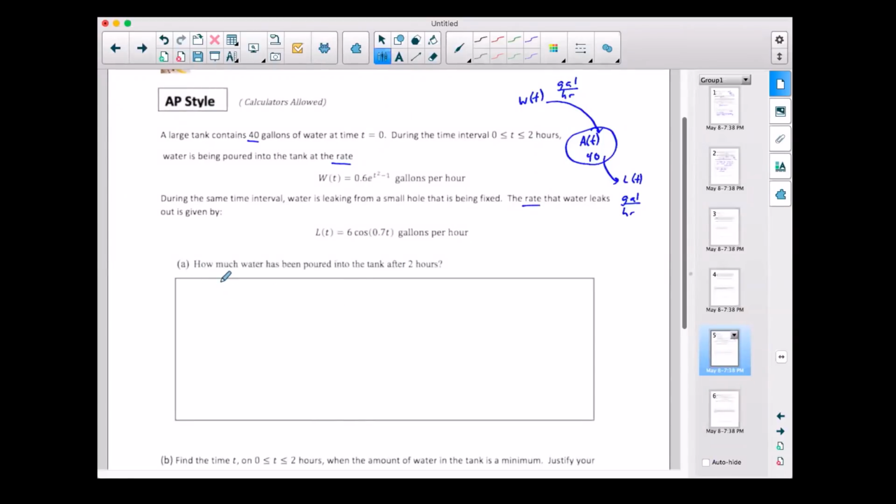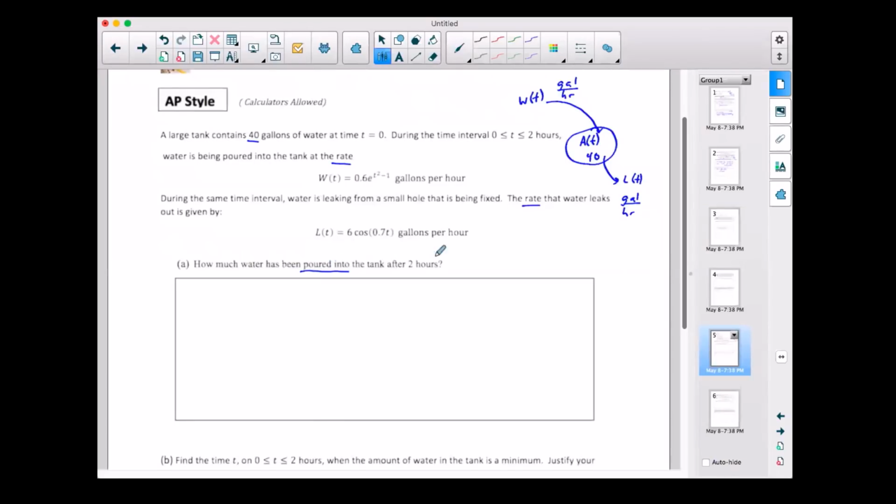And so part A says, how much water has been poured into the tank? Notice it's not asking for a rate, it's asking for a total, right? How much total water? If you can add that word total in front of the noun and it still makes sense, then you know it's an integral, right? To add things up, we total them and we integrate to add in calculus. So we want to figure out the total that's been poured into the tank.